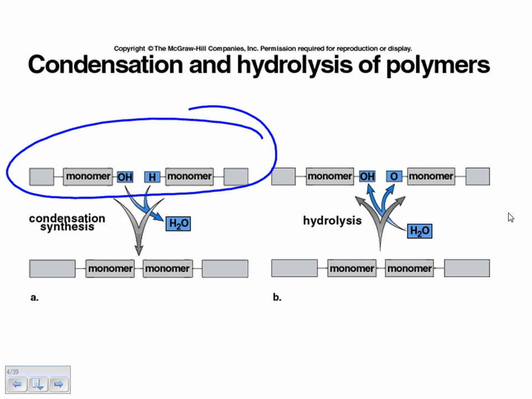Notice what happens is the hydroxyl group from this monomer and the hydrogen from that monomer come off. They free up a bind site on here and here. And this OH and H come together to make water. But the most important thing is that the two monomers now bind where that OH and H were. That type of reaction in which monomers are put together to make polymers is called a condensation reaction. Sometimes we might also call them synthesis reactions.